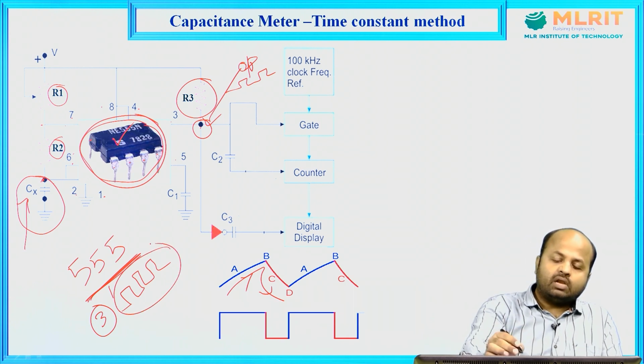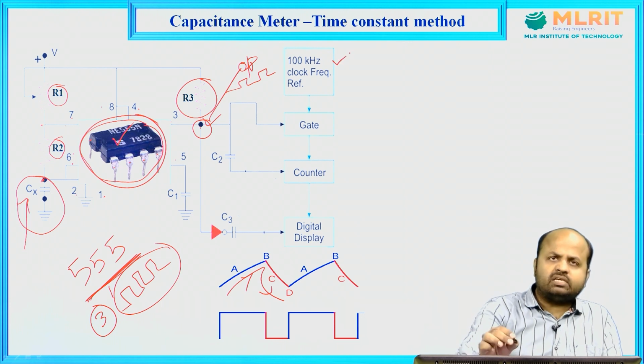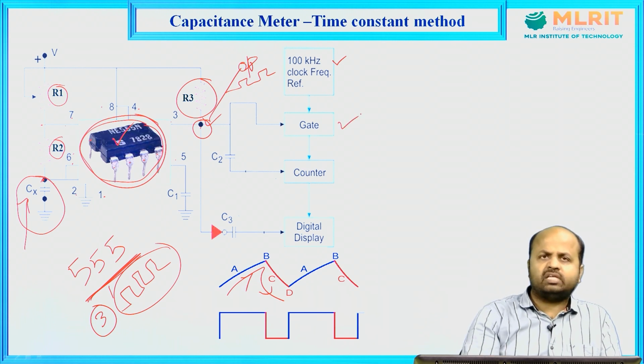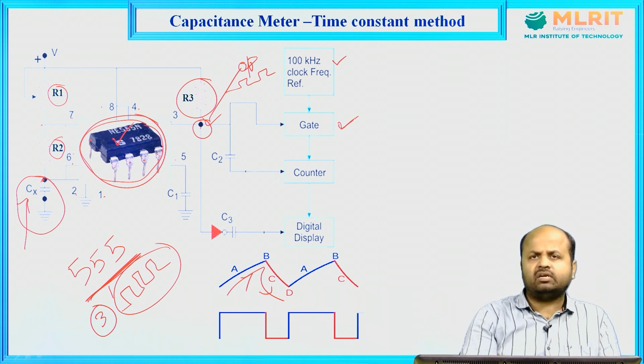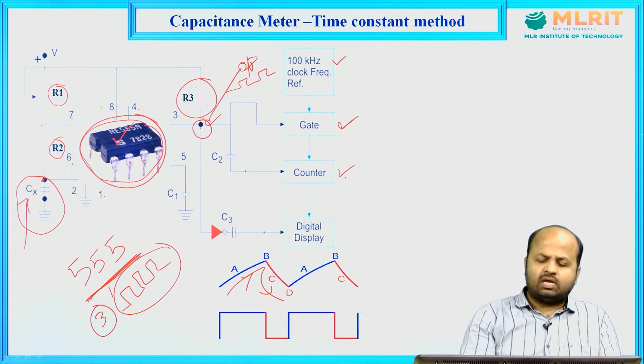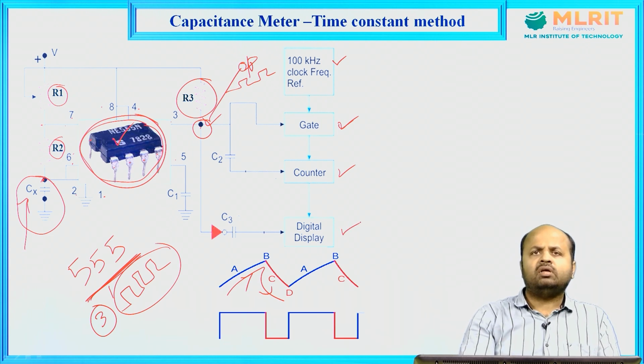Now here we can see that 100 kilohertz clock frequency is there. One gate is there, this is the digital or logic gate. We will discuss that. Then again one counter. The work of counter is to count the pulses. After that we will display in the digital display. So this is the basic construction of a capacitance meter.